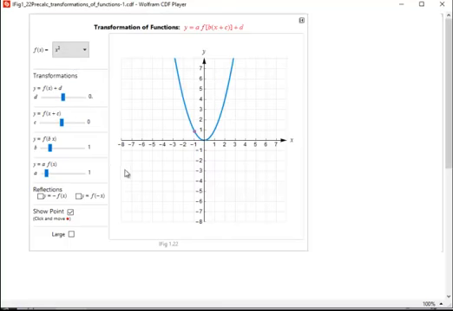Okay, so let's go back to x squared and start talking about our transformations. Okay, so right now, d, which is my y value shift, is at 0. So we're not shifting up at all. Okay, so let's go ahead and shift up to 3. I'll get as close to 3 as I can.